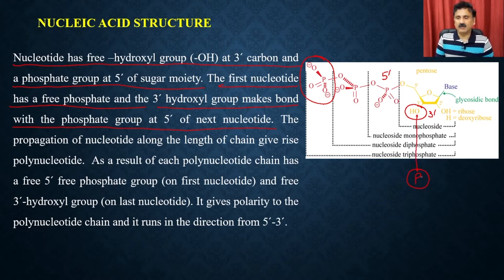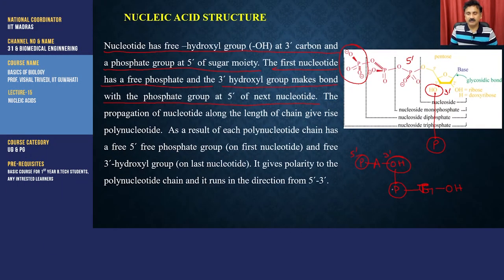And that's how there will be a propagation. So you can imagine that A is going to have the OH, the 3 prime OH, and then it is going to bond with the 5 prime of the next base, for example G. That's how it is going to propagate. Again, here you are going to have OH at the 3 prime end, and the next one also has a 5 prime phosphate. The 3 prime OH is going to make a bond with the 5 prime of the next, and that's how it will continue and make a linear chain.